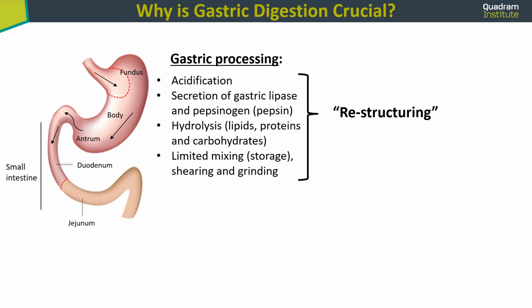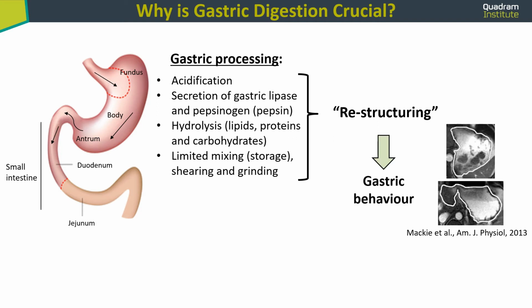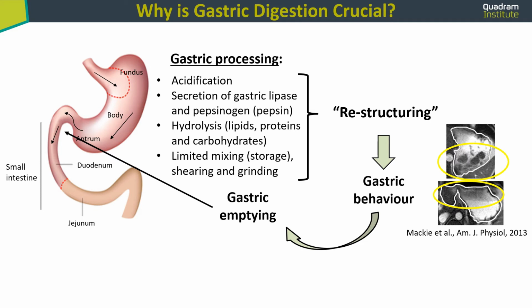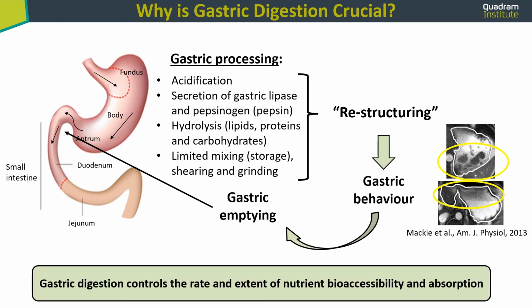This might also result in different colloidal behaviors, such as sedimentation and creaming, as you can see in these magnetic resonance images of the stomach. These different structural changes affect gastric emptying. This is the portion of the chyme that enters from the stomach to the small intestine, which is the main site of nutrient absorption. That's why the gastric phase is crucial, because it controls the rate and extent of nutrient bioaccessibility and subsequent absorption.